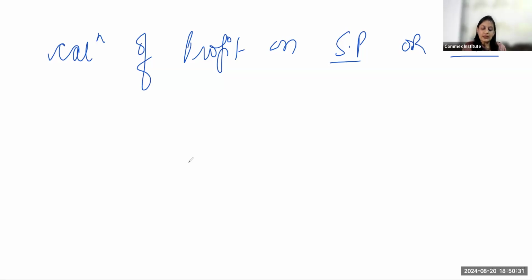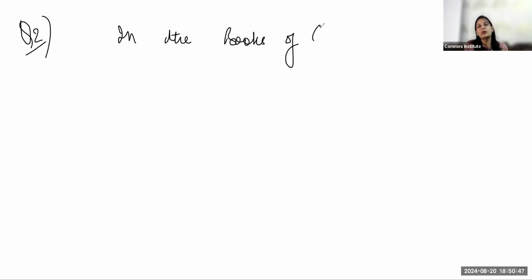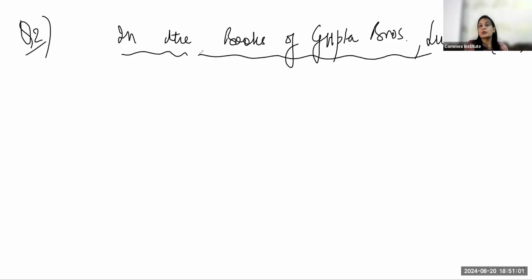Journalize the following transactions in the books of Gupta Brothers, Lucknow. Now the place of trade is Lucknow. Quickly come to question number 2. Just put "in the books of" because we're passing the journal. So in the books of Gupta Brothers, Lucknow. And if you don't know which state, it is Uttar Pradesh. So we'll have to say interstate or intrastate.